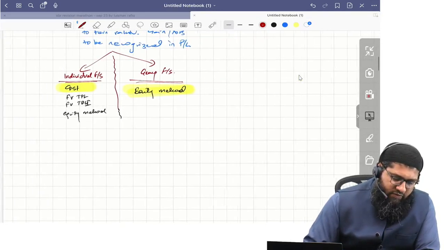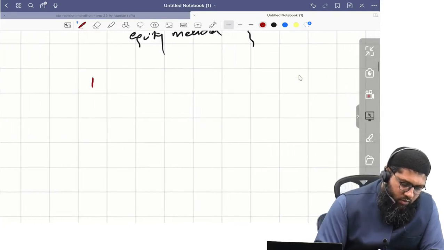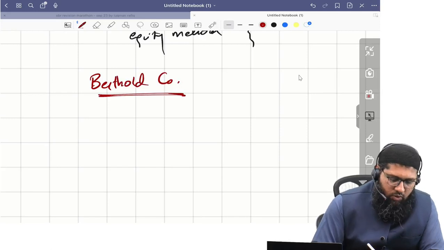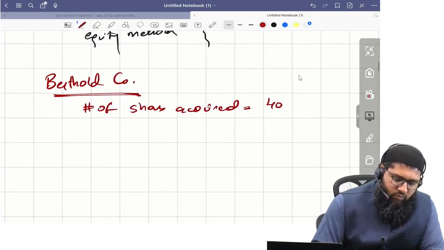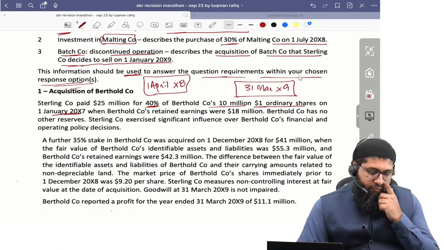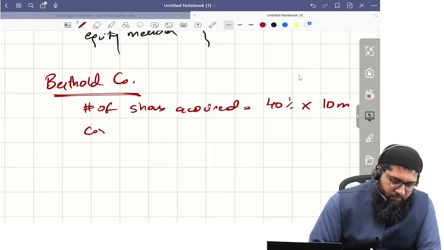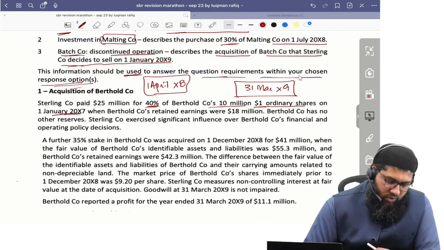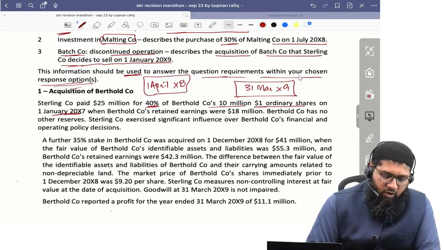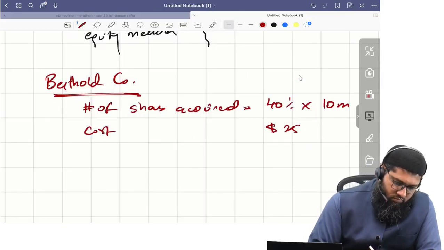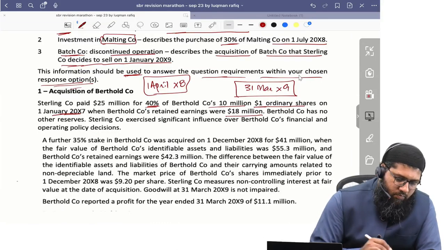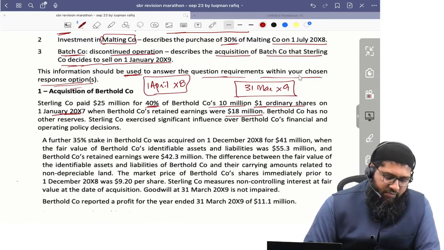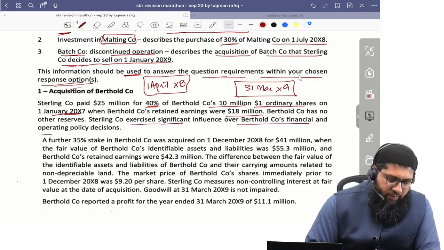So if I talk about this Berthold company, the number of shares acquired is 40% of 10 million shares. The cost was $25 million, when Berthold company's retained earnings were $18 million. Next, it says Berthold company has no other reserves. Sterling company exercised significant influence over Berthold's financial and operating policy decisions.